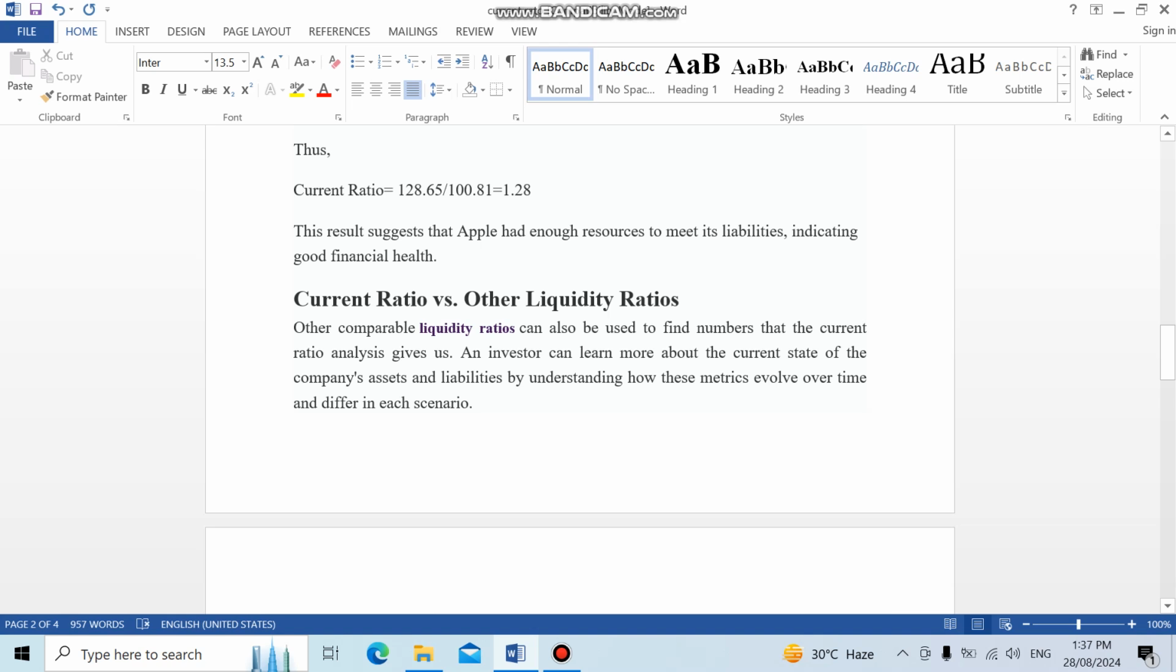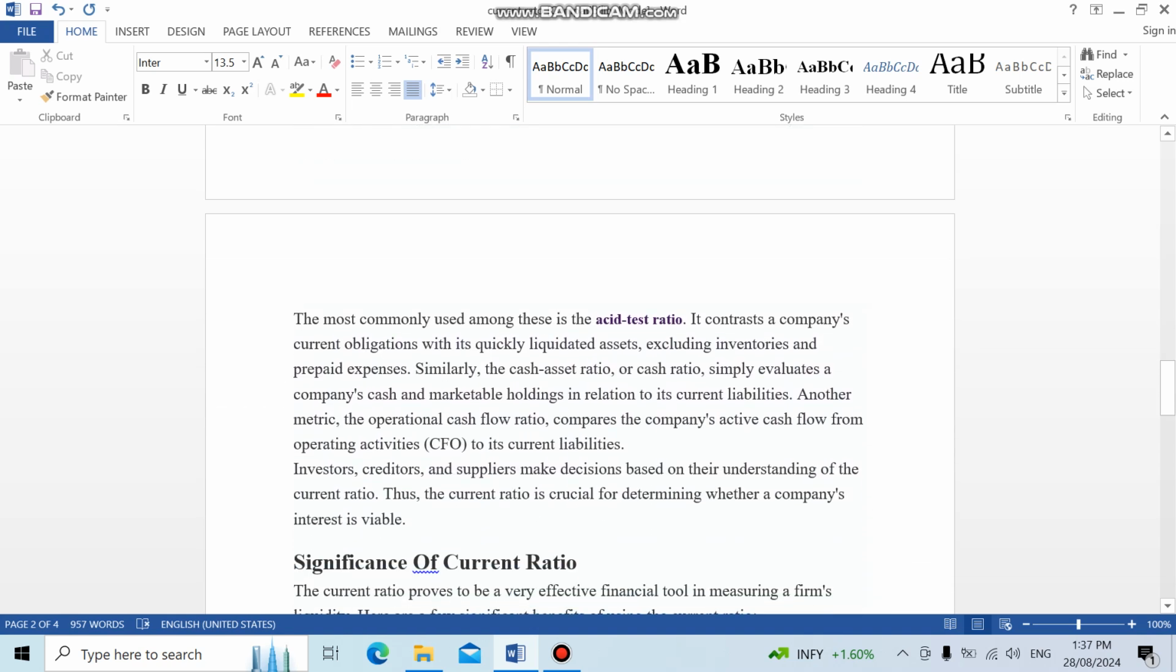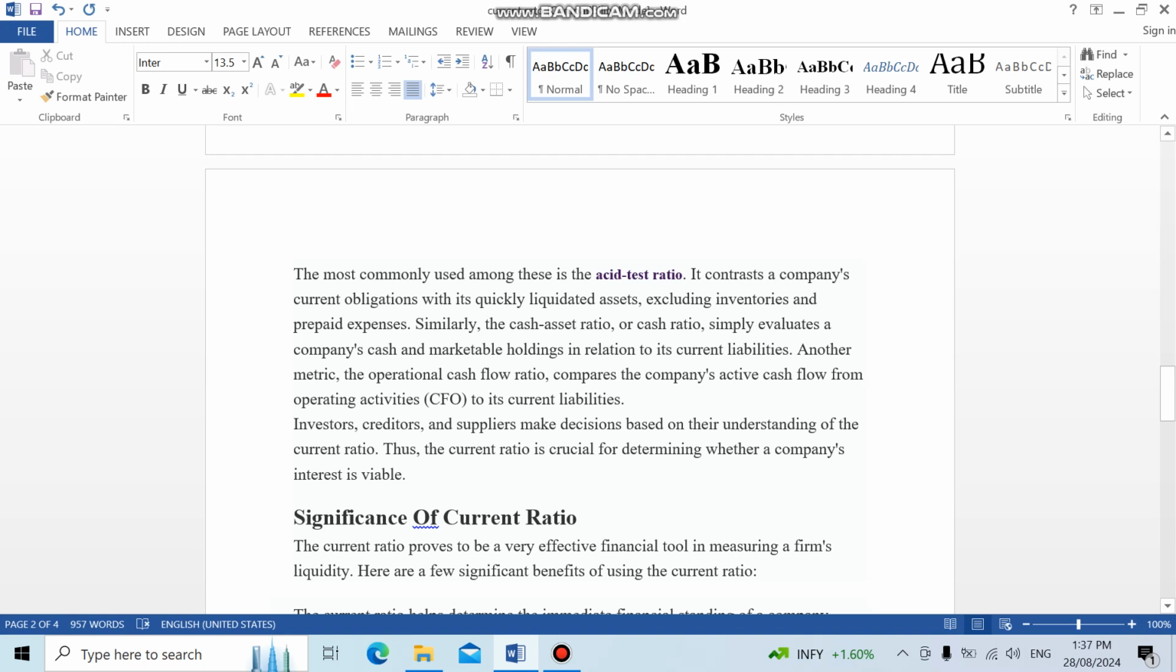Now, what are the current ratios versus other liquidity ratios? Other comparable liquidity ratios can also be used to find numbers, and the current ratio analysis gives us. An investor can learn more about the current state of the company's assets and liabilities by understanding how these metrics evolve over time and differ in the scenario. The most commonly used among these is the acid test ratio. It contrasts a company's obligations with its quickly liquidated assets excluding inventories.